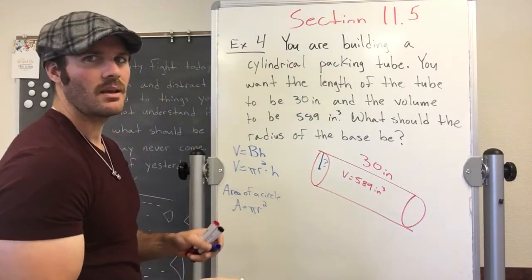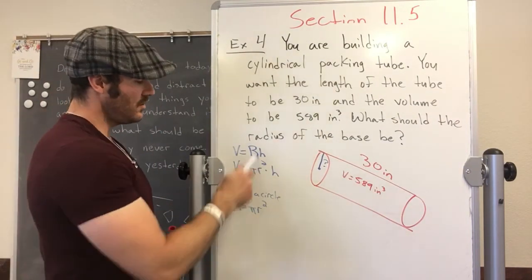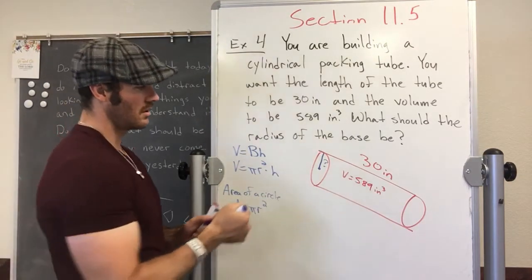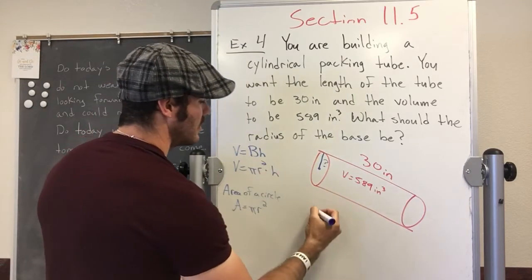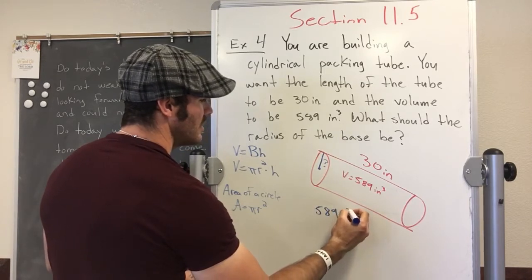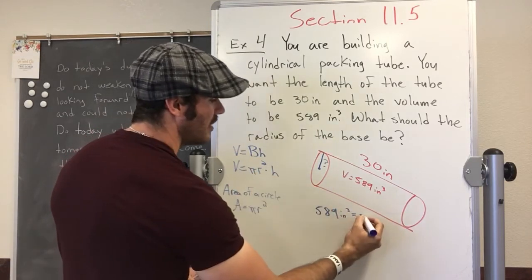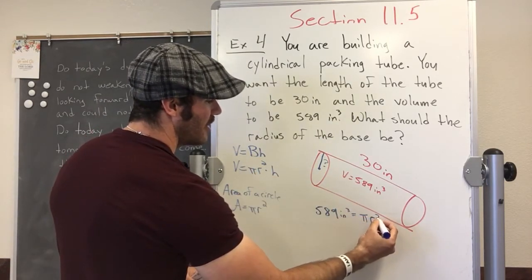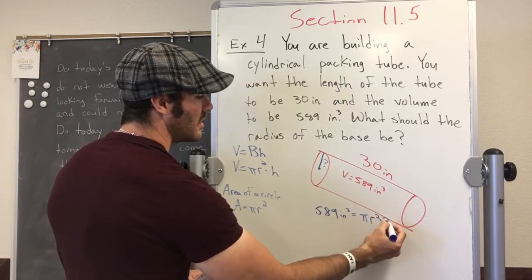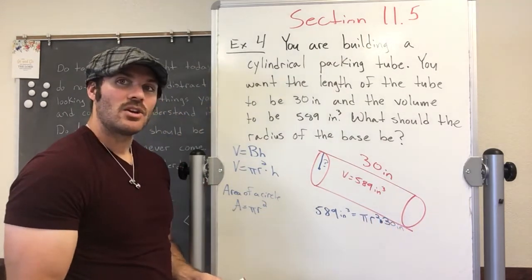Okay? I hope you can see that. Yeah. Okay, so let's use this stuff. Let's plug in what we do have and we'll work our way backwards. We have volume. So 589 cubic inches is going to equal the area of the base, which is pi r squared. We don't have r, that's what we're trying to find, but we do have the height, which is 30 inches. Now I have an equation.